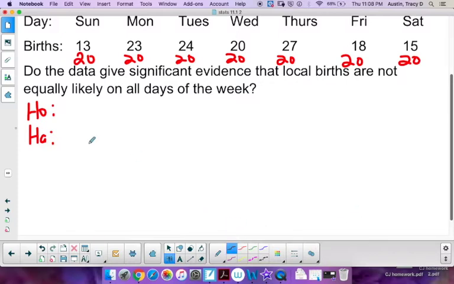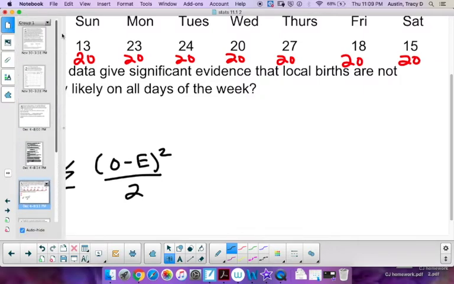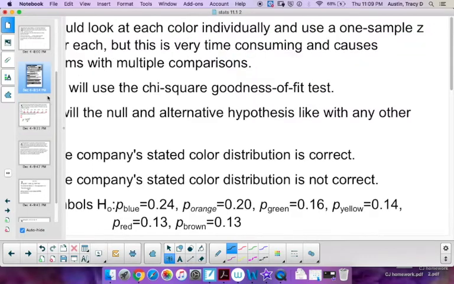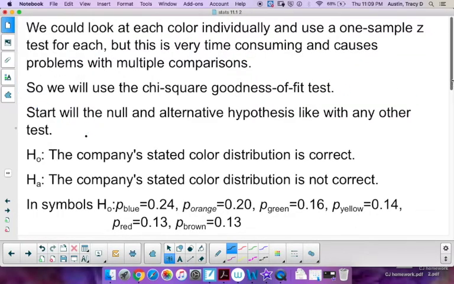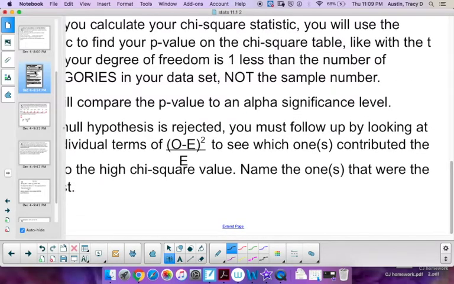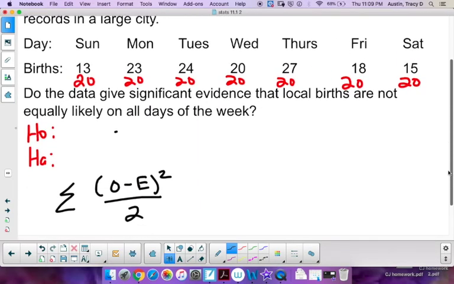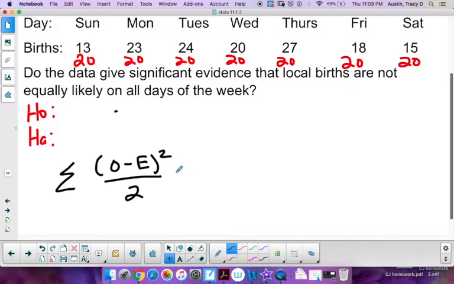Okay, so we're going to start by doing this by hand, okay? And it is observed minus expected squared divided by expected. I do believe it is observed minus expected, because I can never remember which way the formula goes. Yes, observed minus expected. And then we have to do this 7 times, and we have to add them all together. Okay, it's not difficult. I know you did this if you were in biology, or you should have.